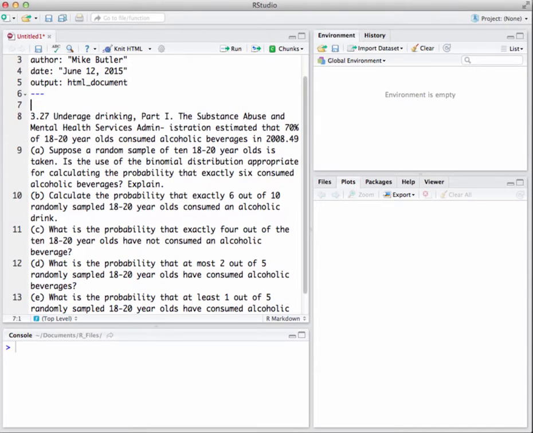I am going to come in though and put a header in. Oops, wrong character. I don't want the ats. I want the hashtags. Put in, let's say, 4 of these and say exercise 3.27.